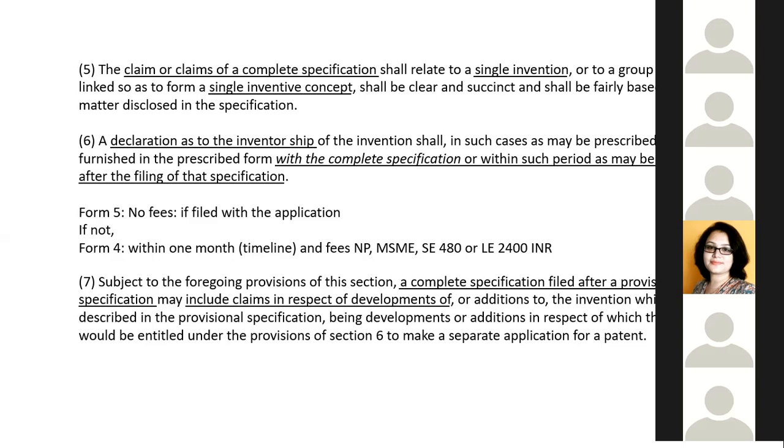Suppose you have described something in the provisional application, but while filing the complete specification your scope is becoming very broad. Scope is going to increase at the time of filing the complete specification. Then what can you do? You have to apply for a different application, a separate patent application. Okay.